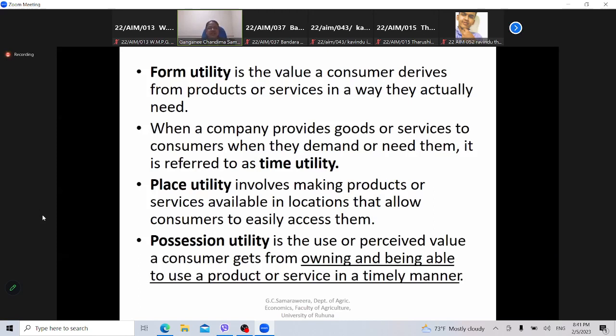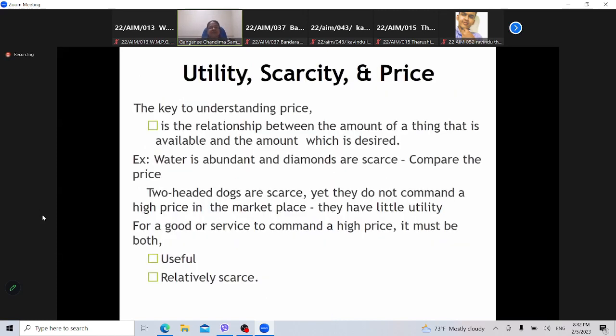Then position utility, the use or perceived value a consumer gets from owning. He is the owner of the product. An easy example, let's say you have a bike or maybe a motorbike. You have that pride of ownership. You can take it in a timely manner. Let's say you need to go to any place, a boutique or your shop. Then you can easily go if you have your own resource. Otherwise, you have to hire one and use public transport. So position utility is normally the value a consumer gets from the ownership of a particular product or service. Now with the utility, comes scarcity.